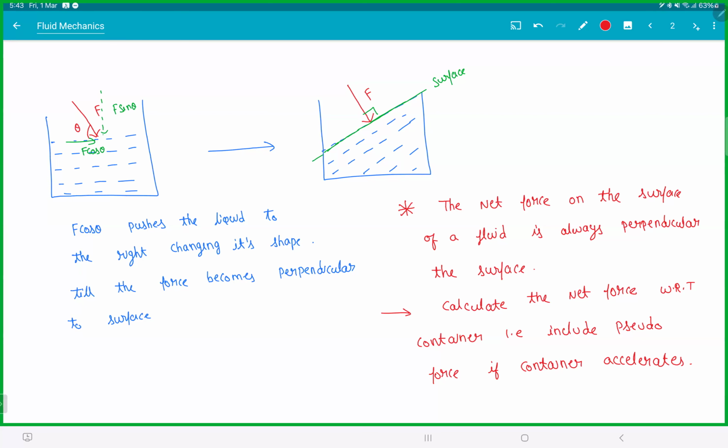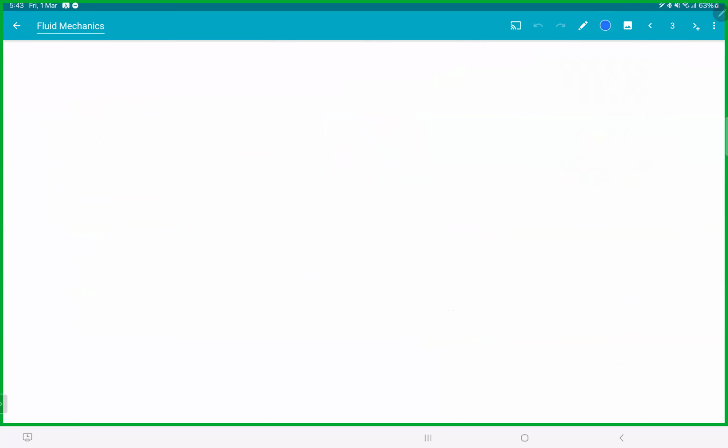Let me take some examples. Let's say we have a container here filled with liquid. Container is at rest. Now, we are looking at some particles on the liquid surface. What is the force acting on this surface? mg. That is the only force acting on the surface. So the surface has to be perpendicular. Therefore, the liquid remains flat.